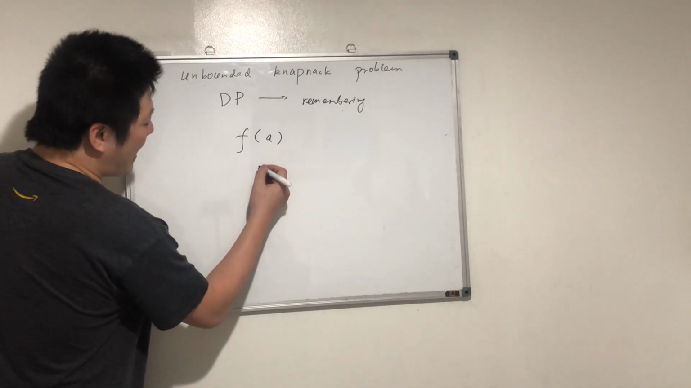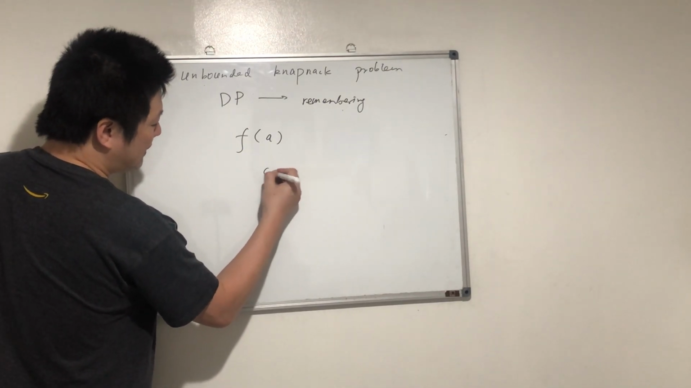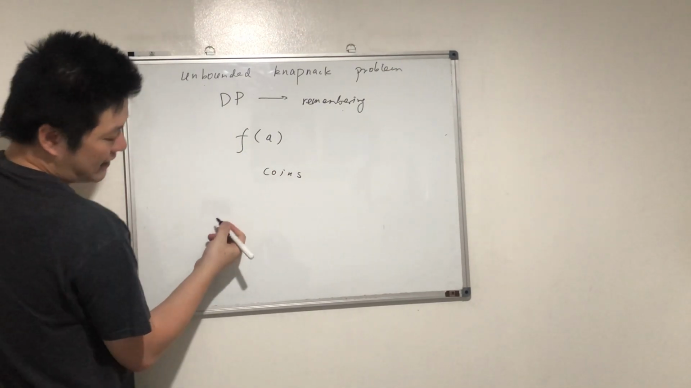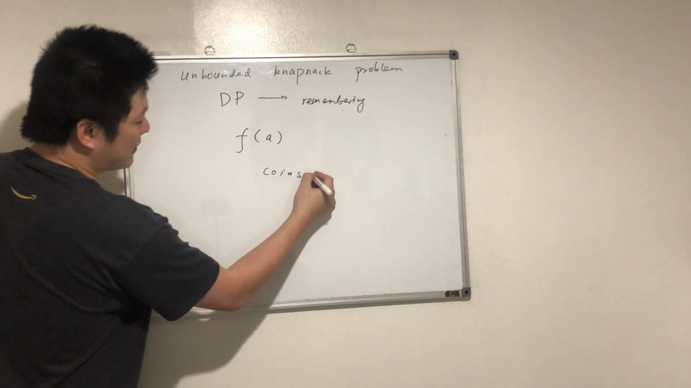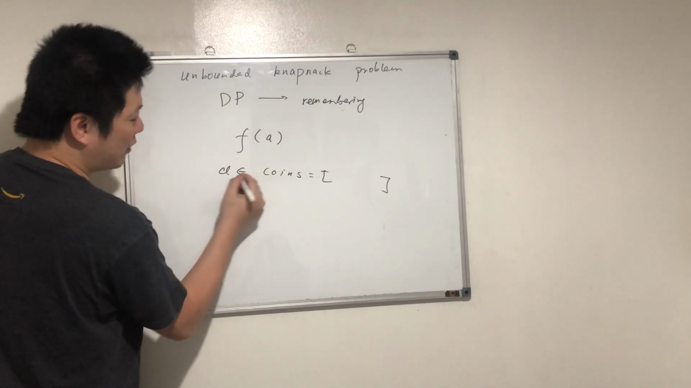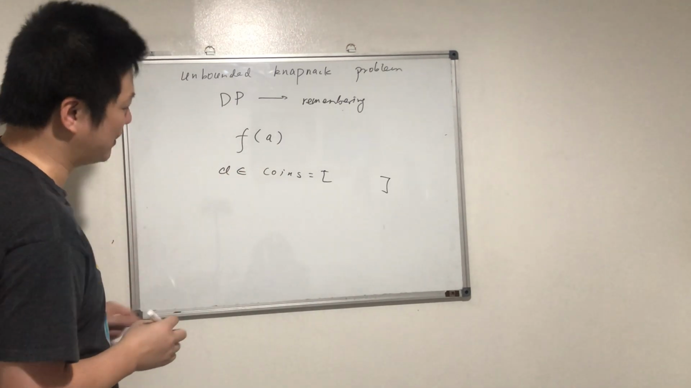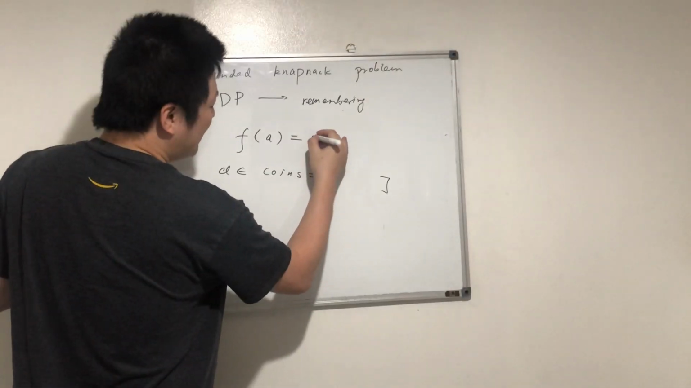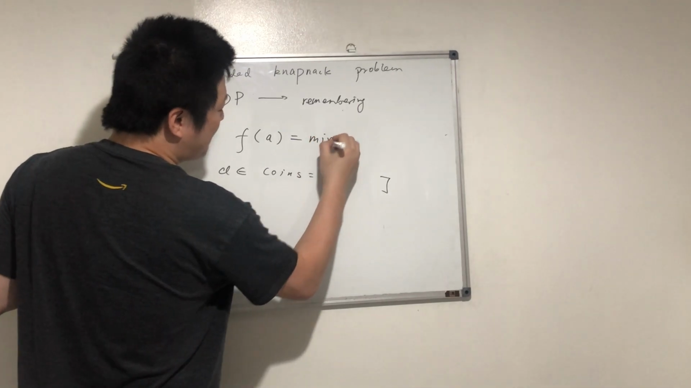I have a list of coins here. Let's say coins is a list, and I can say d belongs to coins. So does it mean that I can always pick the minimum? Look, Eric.